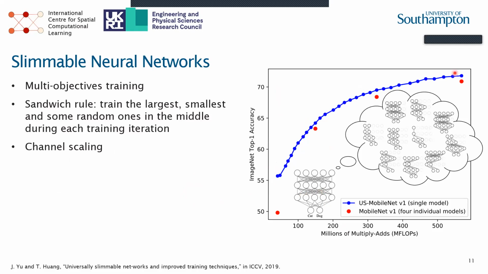The way they train this network is what they call the sandwich rule. Basically, in each training iteration, they train the largest one, the smallest one, and random ones in between. And they do it in a multi-objective way. They want to guarantee that each subnetwork can work individually, right? And you can see this is also a dynamic channel scaling approach.